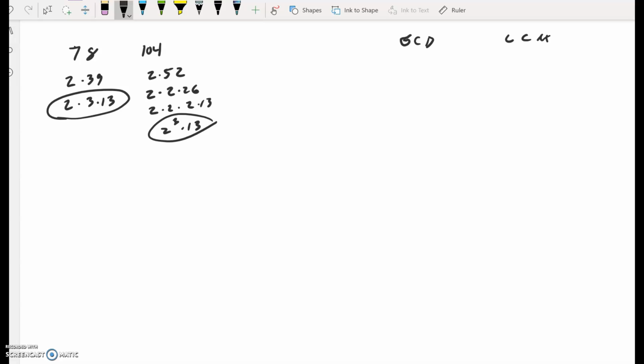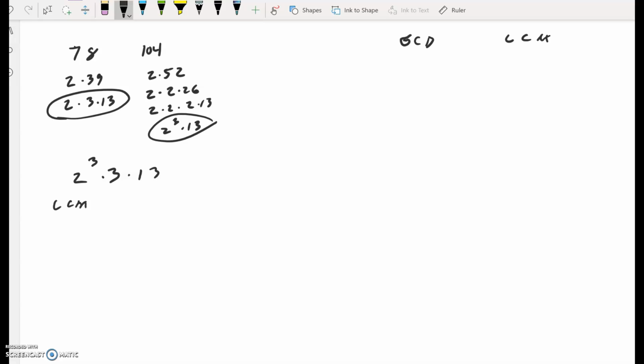We go through the primes, bases 2, 3, and 13, and we pick whichever one has the most. For 2's, this one has the most. 104 has the most, and it's 3 of them. For 3's, 78 has the most. It's 1 of them. For 13's, they each have a tie, so it's 1 of them. So this is the least common multiple.